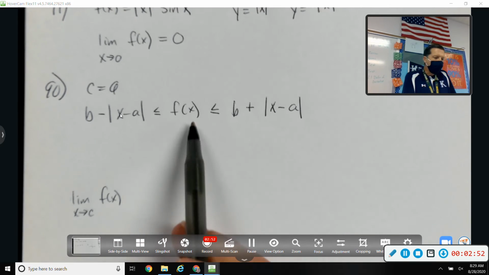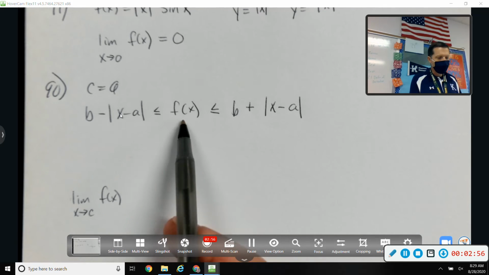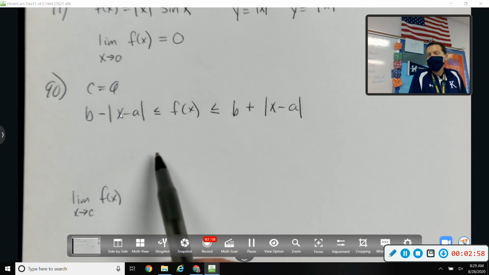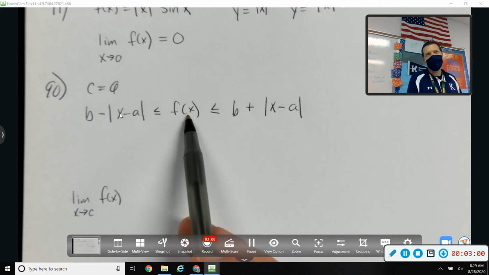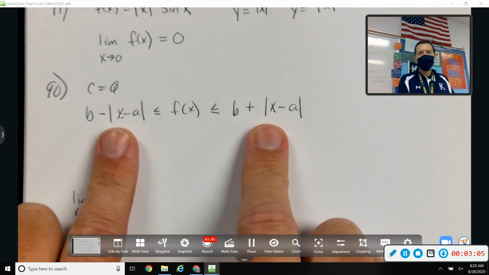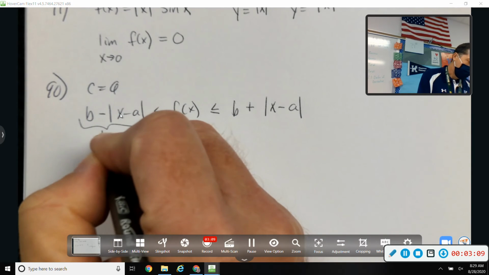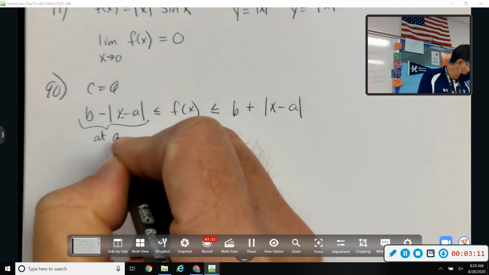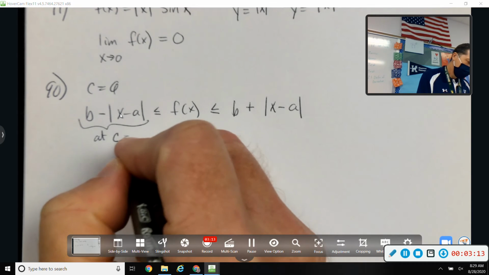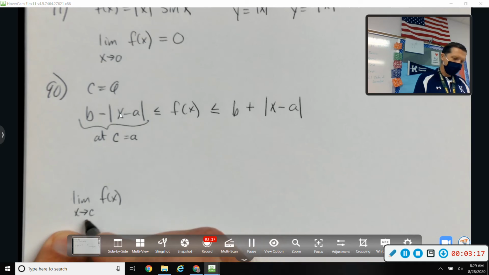Okay, well, I know nothing about f of x. So there's no graph to look at. There's no substitution to do. There's nothing I can do with f of x. I have no idea what it is, except that it's sandwiched in between these two things. So let's evaluate these two things at c equals a, but c is going in for x, so a is going in for x.